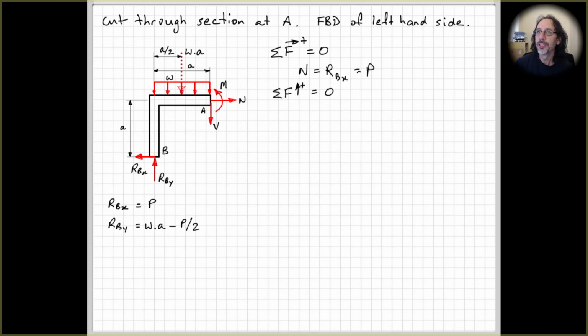And then sum of the forces in the vertical direction equals 0. We have RBY minus W times A minus V equals 0. Substitute for RBY that we calculated on our first page when we did our original equilibrium of the whole thing. Rearrange that and we get V equals minus P on 2. So far, I think you can remember that this is what we had previously.